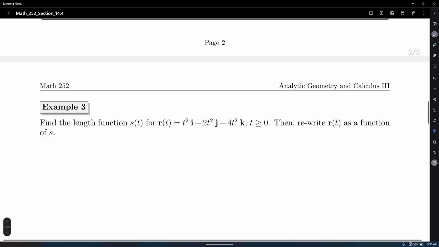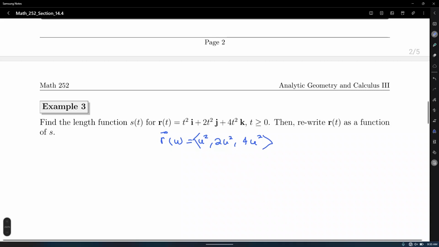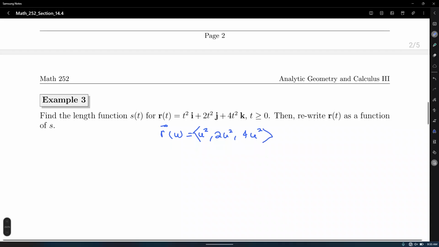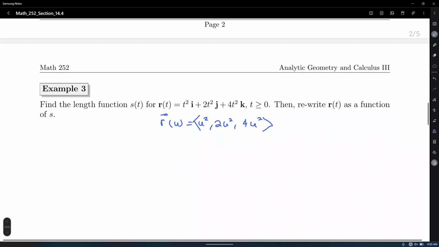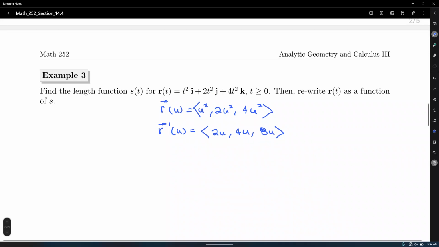Well, number one, change this given function, instead of r of t, make it r of u. That is u squared, 2u squared, and 4u squared. You can use the variable you want, but in this case we want u to go from u to t back again, or rather to s. Okay, so here's the thing. Let's find the derivative with respect to u, r prime of u, that is 2u, 4u, 8u.